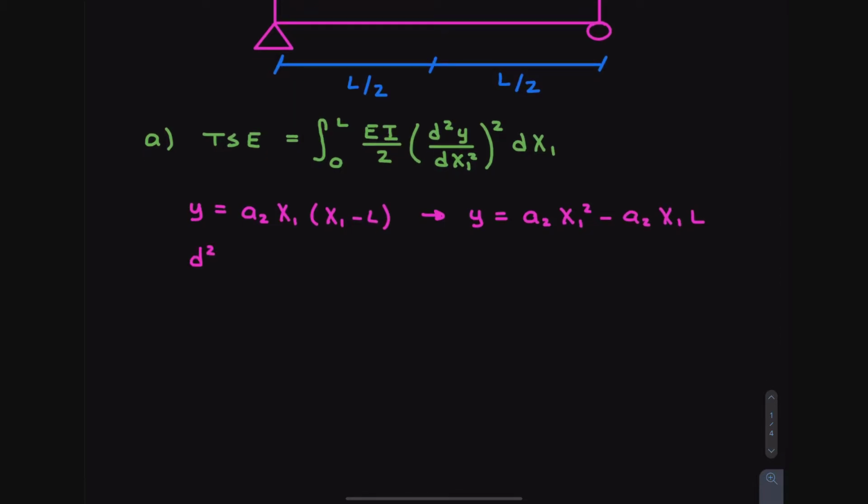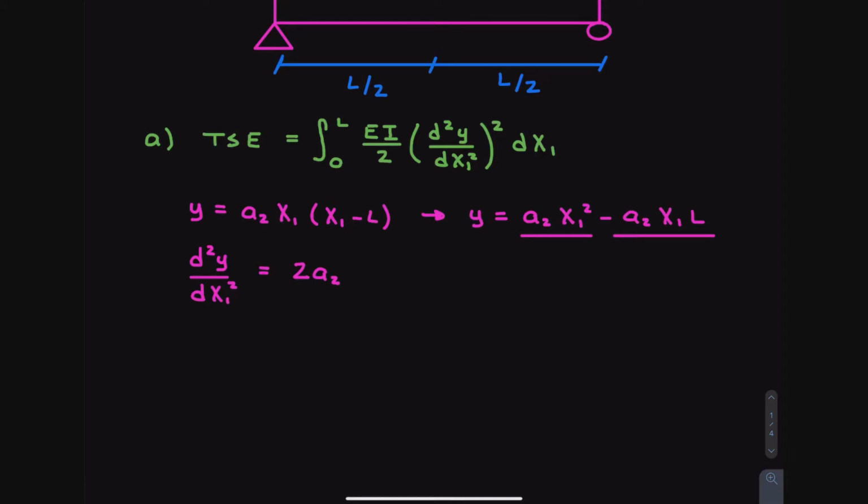So d squared of y with respect to x1 is going to be equal to, and I'm just going to go through each of the terms. So if I look at this first term right here, a2 x1 squared, well, I know if I take the derivative of that once, I get 2 a2 times x1. Take the derivative of that bad boy one more time, I simply get 2 times a2. So that's from the first term there. And I say, all right, well, I have to keep in mind I got a second term here.